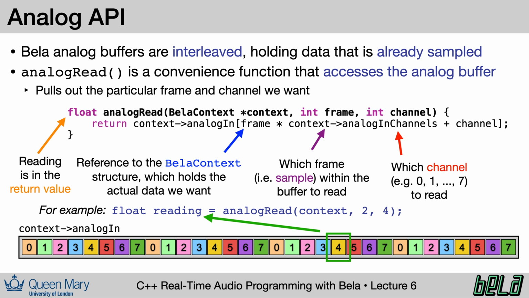Now the nice thing about the analogRead function is that you don't have to remember anything about the interleaving of the buffer. I bring this up just so you understand how it works, and remember that the analog readings have always been captured for you before the render function even starts running.